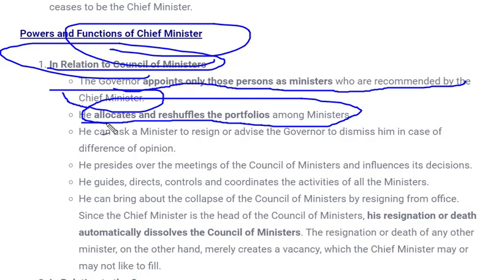That means it's not necessary that if any minister has got a single portfolio, it will remain the same for the entire time period of 5 years. He may reshuffle or change portfolios whenever he wants. He can ask a minister to resign or advise the governor to dismiss him in case of a different opinion.